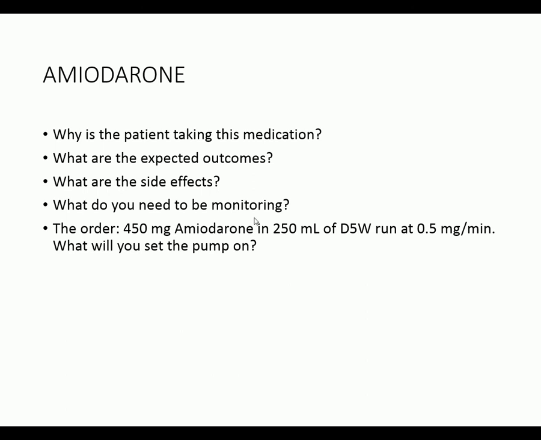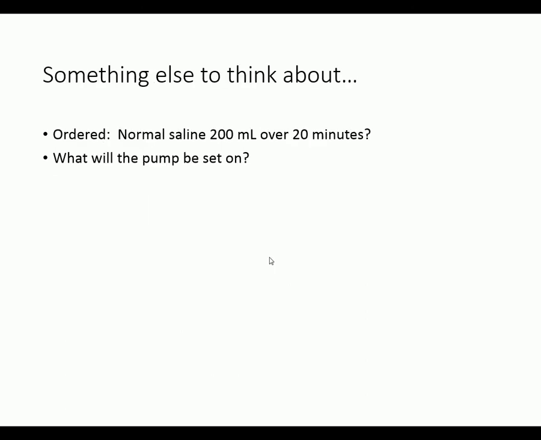Now, we've thought about some complicated problems here. Let's see if we can get something a little less complicated on your brain. We don't want you to be able to do all the hard ones without being able to do a fairly simple one. Your order reads, run normal saline 200 milliliters over 20 minutes. What are you going to set your pump on? Okay? You got 200 milliliters, 20 minutes. Your pump runs on milliliters per hour. So how are you going to do this?